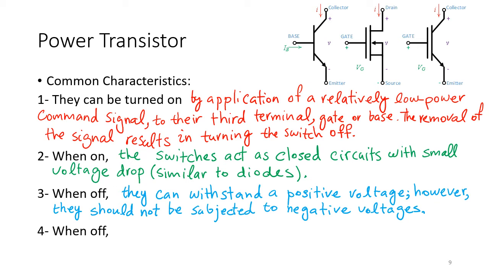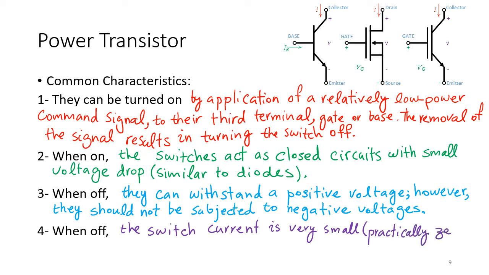So here is the second difference with diodes. First, they are controllable. Secondly, they can withstand positive voltages, no negative voltage. And finally, when off, the switch current is very small, practically zero. Like an open circuit.